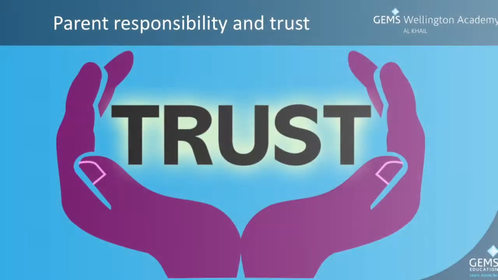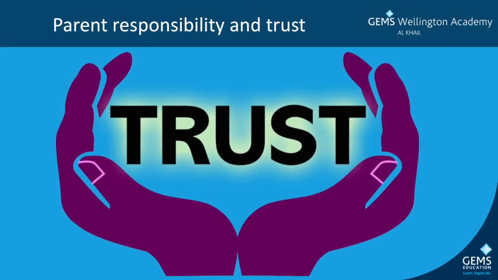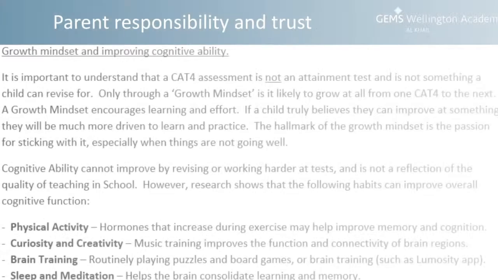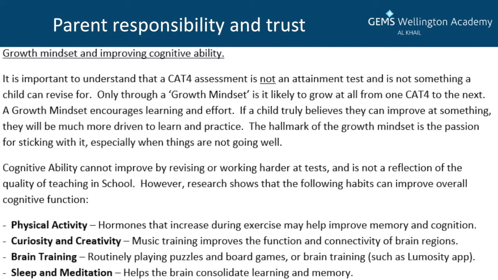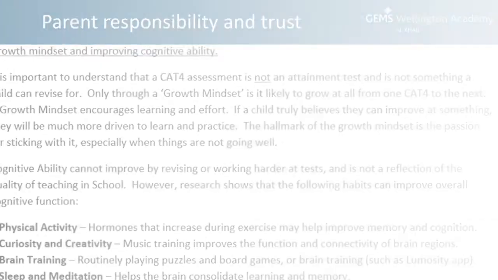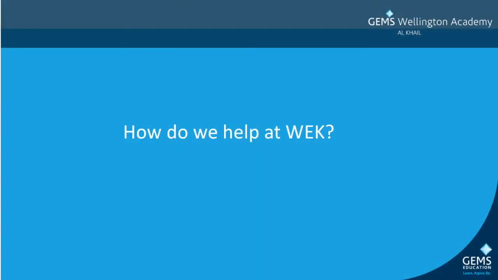But it's really important we trust you with this information. The actual CAT4 report released by the company does not include SAS scores, but we're giving this for you. But it's important that you use this information in the correct way. CAT4 is not an attainment test. Your cognitive ability cannot improve by revising or working harder at tests. It's not a reflection of the quality of the teaching in school. Now, I've created a separate video on how you and your students can improve their overall cognitive function. But what's more important in this video is what are we doing to help at WEC?